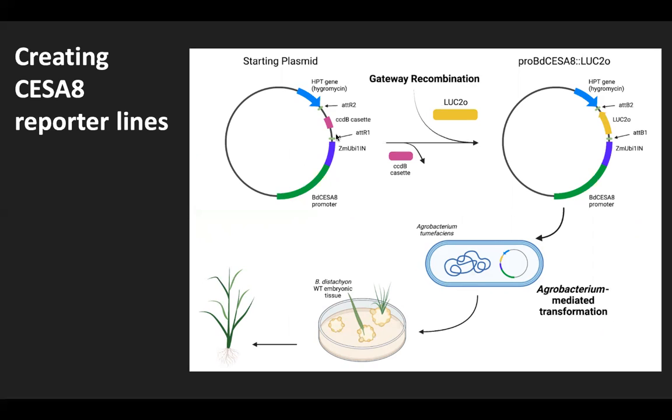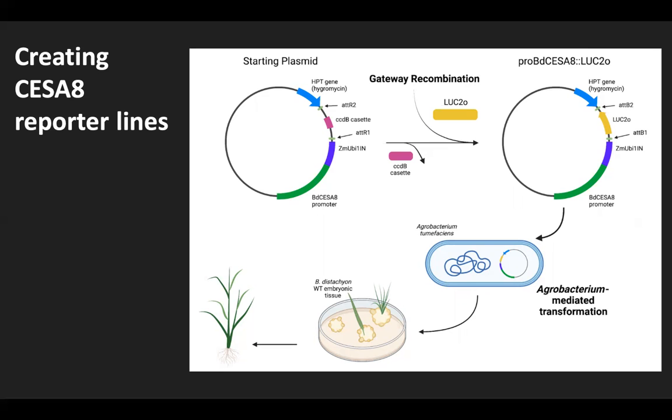We then Gateway cloned in the luciferase coding sequence, LUC2O, so that it was downstream of the BdCESA8 promoter. We then transformed this expression construct into Brachy using Agrobacterium-mediated transformation. From here, we were able to regenerate multiple transformation events and grow out progenies to create BdCESA8 LUC2O plants.